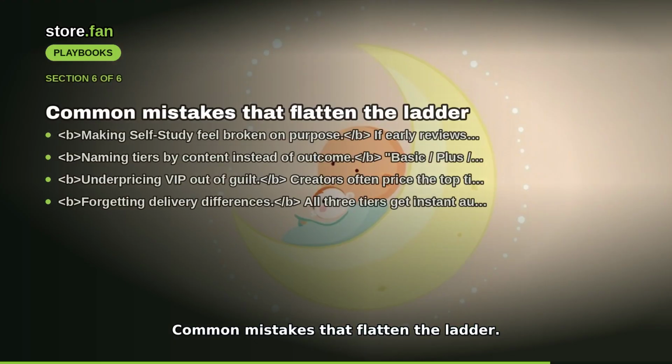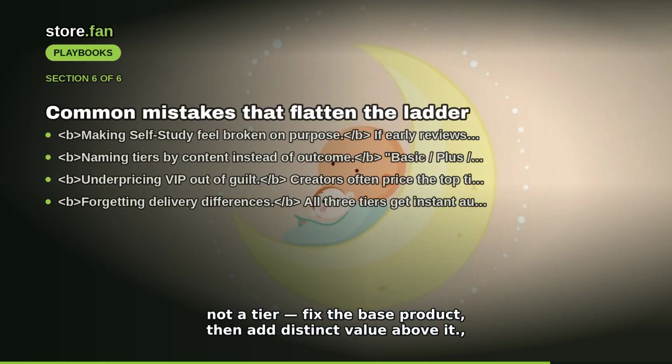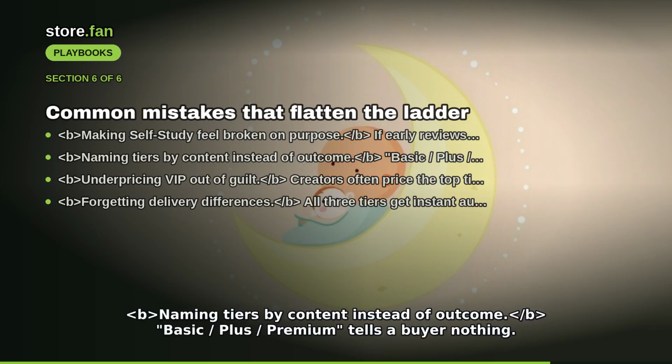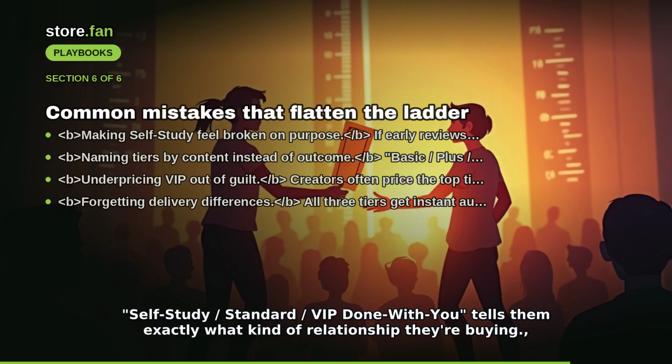Common mistakes that flatten the ladder. Making self-study feel broken on purpose. If early reviews say, "good but wish it had X," you've built a teaser, not a tier. Fix the base product, then add distinct value above it. Naming tiers by content instead of outcome. "Basic" plus "premium" tells a buyer nothing. "Self-study, standard, VIP done with you" tells them exactly what kind of relationship they're buying.